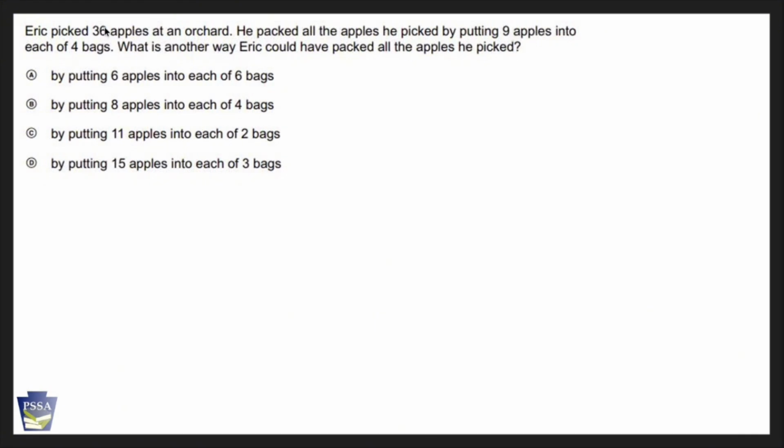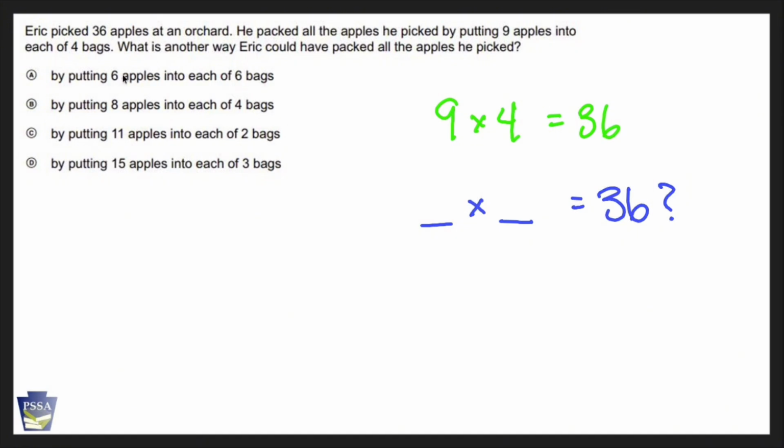Well, this makes sense. If you have 36 apples and you put 9 apples into 4 bags, 9 times 4 does equal 36. So what this question is asking you is, what's another way that you could set this up so that you could do something times something equals 36? Well, could we do 6 times 6 equals 36? Yeah, and that's actually true. But let's make sure the other ones don't work.